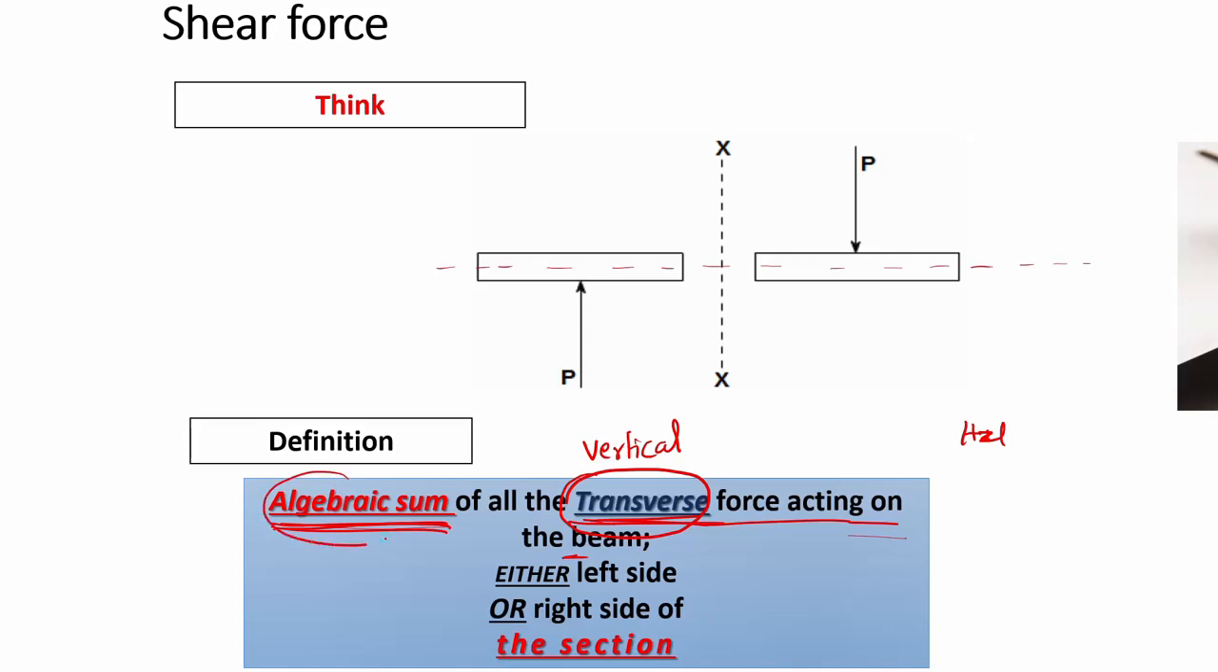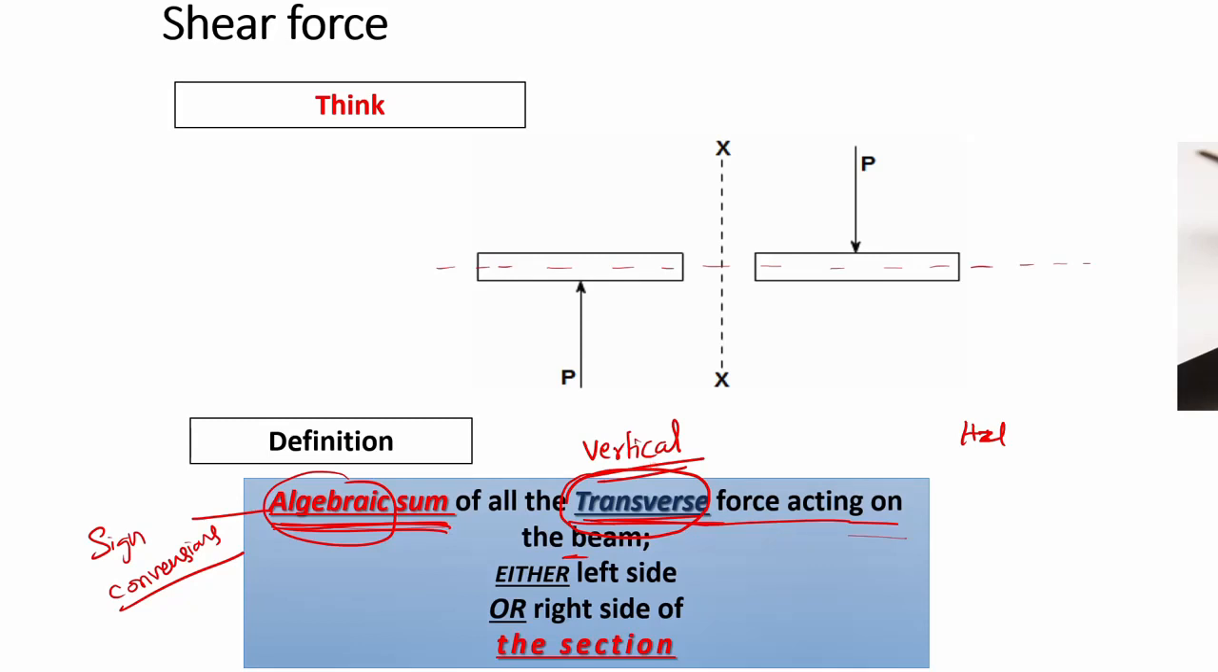Okay, now, algebraic sum means what? This word is very important: you are not just summing up all the forces. Algebraic sum means you have to consider sign conventions. There are sign conventions that I will explain in the next slide. You have to consider that some forces are plus and some forces are minus, and in that way you have to add them. What you have to add is all the vertical forces.